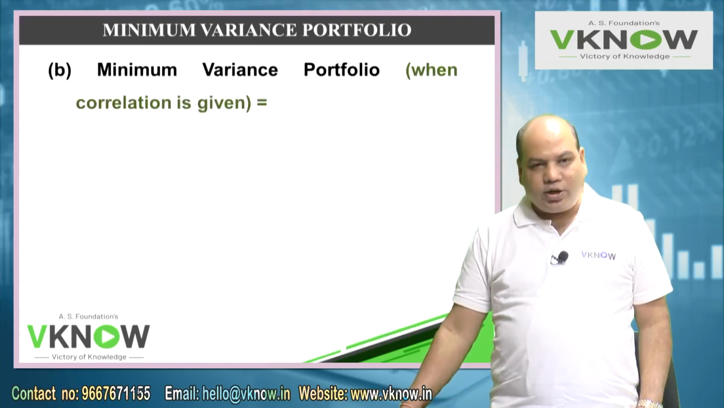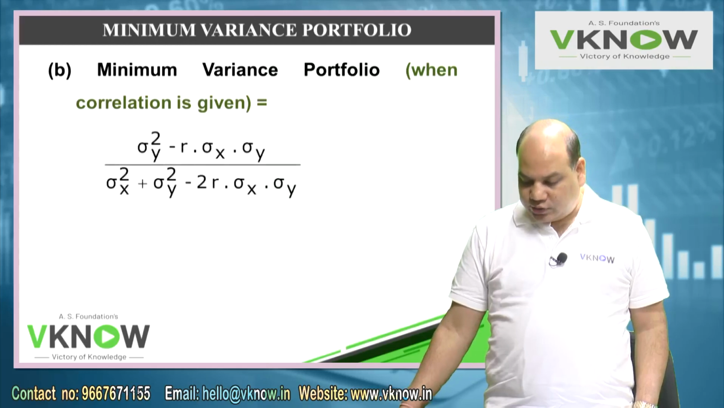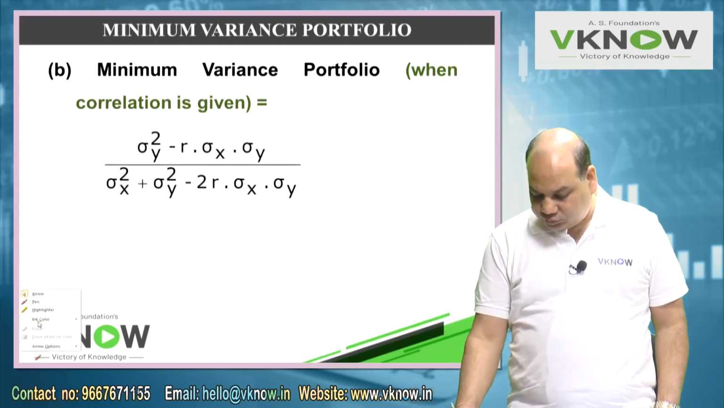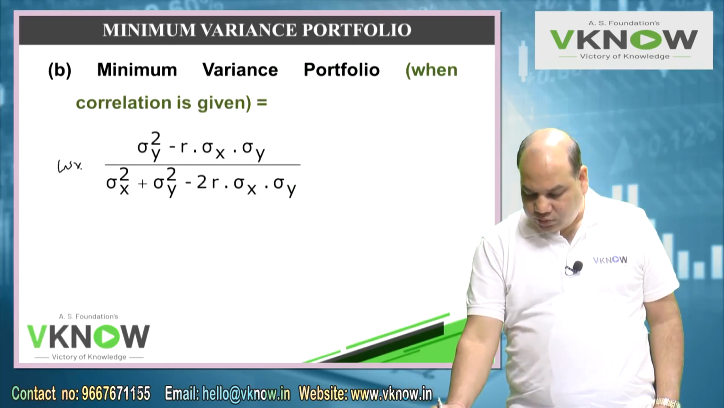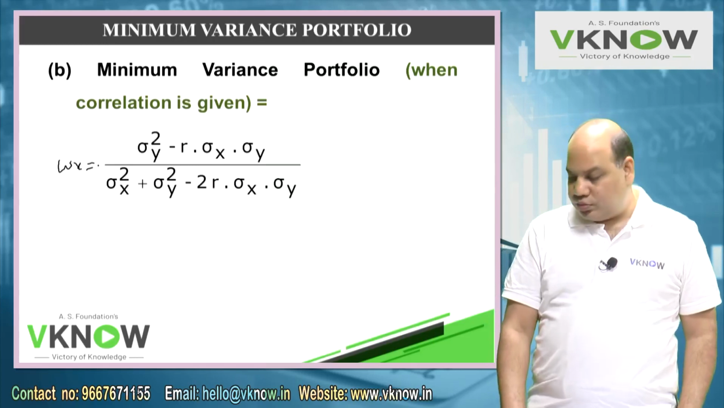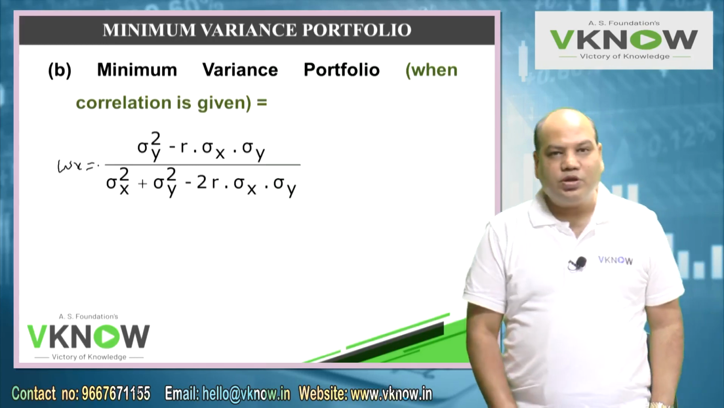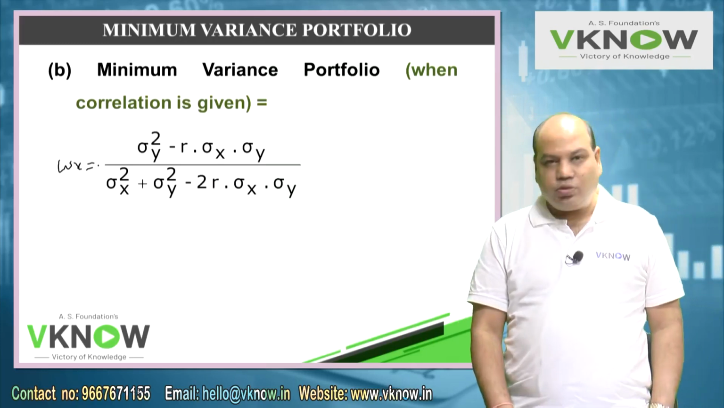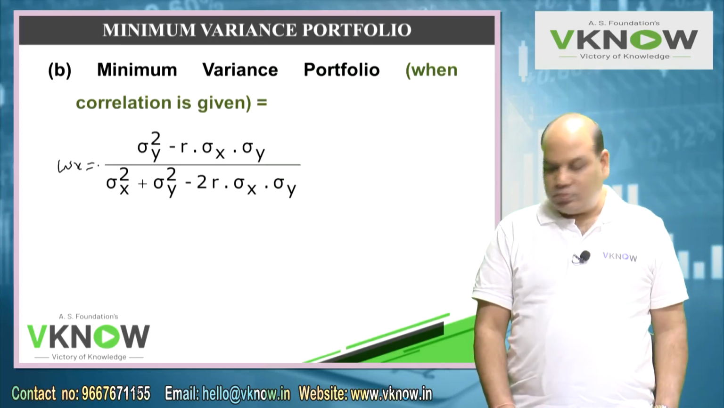Then the minimum variance portfolio when correlation is given, same formula: weight of X is equal to sigma Y square minus R into sigma X into sigma Y, upon sigma X square plus sigma Y square minus 2 into R into sigma X into sigma Y.